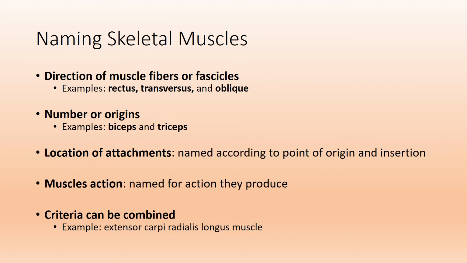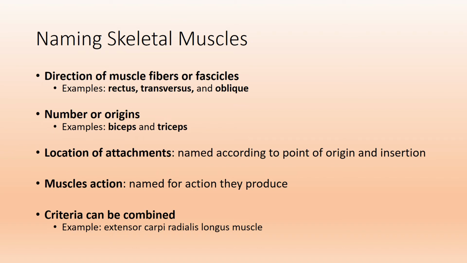In addition to the location, the shape, and the size of the muscle, we can also use other factors when naming skeletal muscles, like the direction of the fibers or fascicles. We will see muscles like the rectus abdominis muscle, and that will be a straight muscle in the abdominal region of the body. Transversus means running in the transverse plane, like the transversus abdominis muscle.